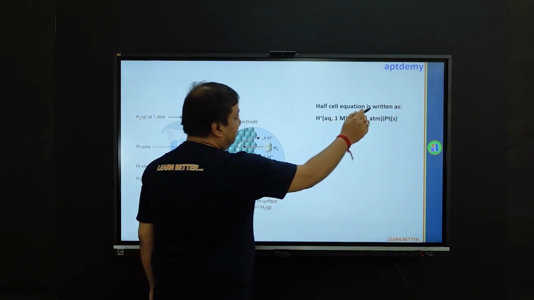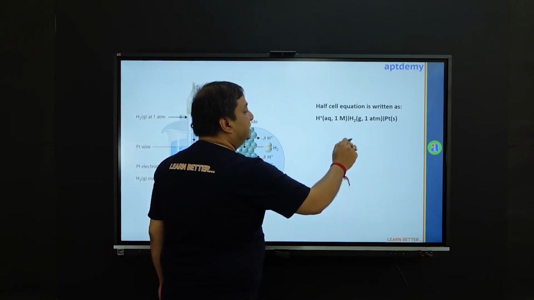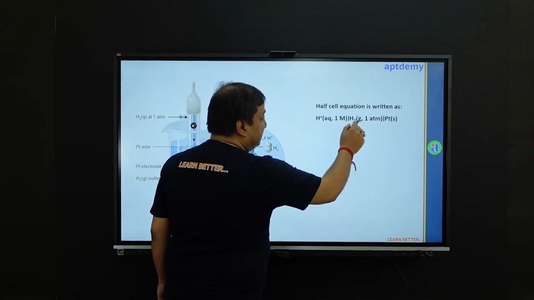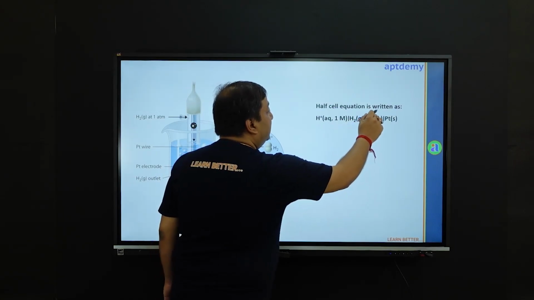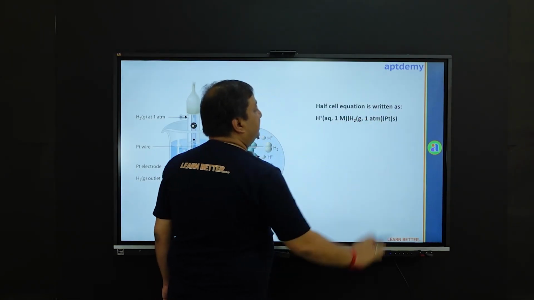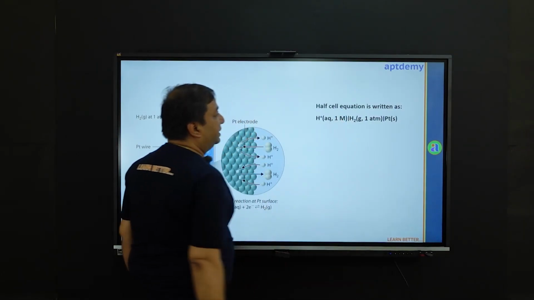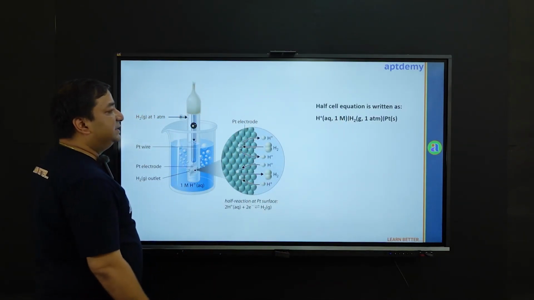So the physical states have to be mentioned, and substances existing in different phases have to be separated by a phase boundary using a vertical line. So this is how we write the half cell equation.